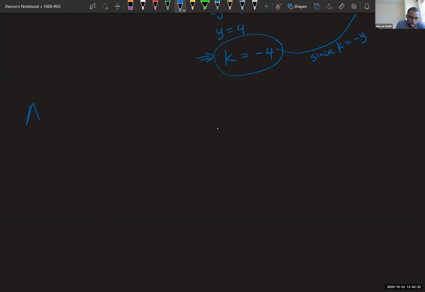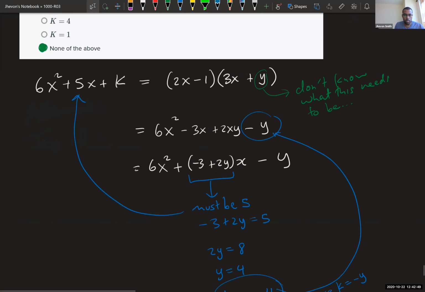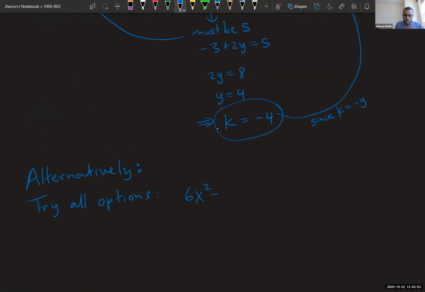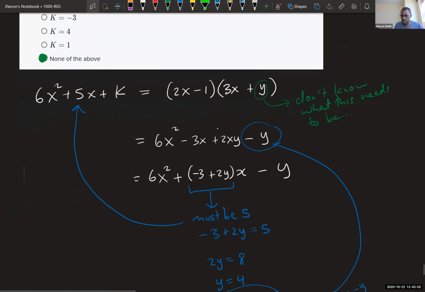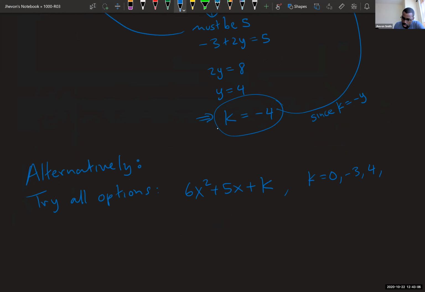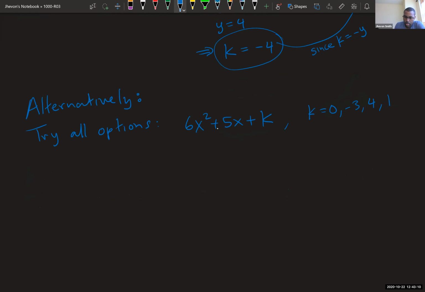Alternatively, you could just try all the options. If you're very fast at factoring, that can work. Try all options for k. So in 6x squared plus 5x plus k, you can try k equals 0, minus 3, 4, 1. And then you can try to factor all of them. So if k equals 0, then you'd have to factor this. If k equals minus 3, then you'd have to factor this. If k equals 4, then you'd have to factor this.